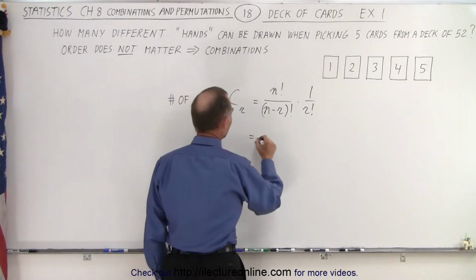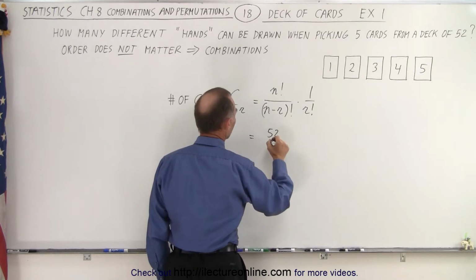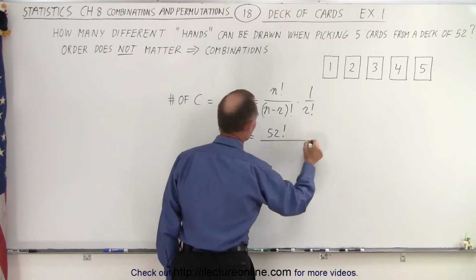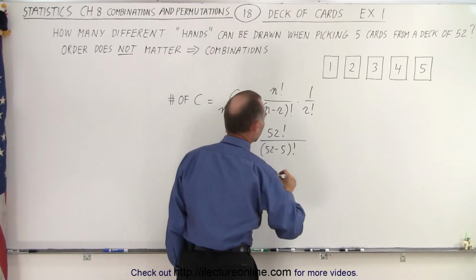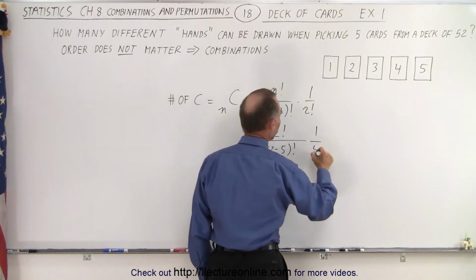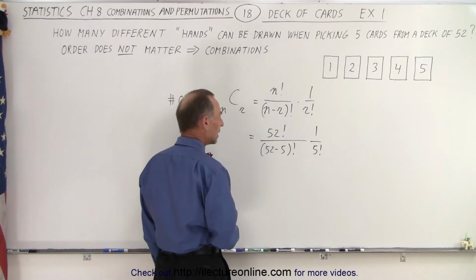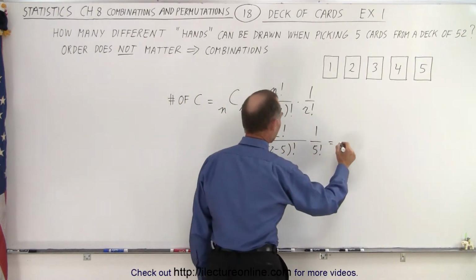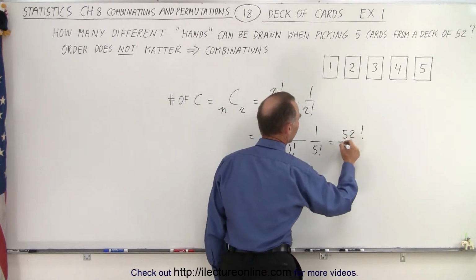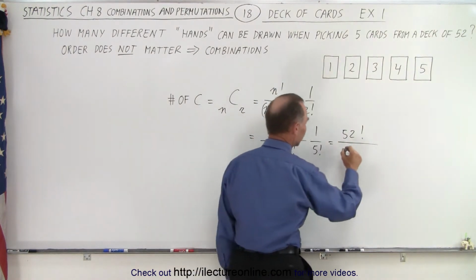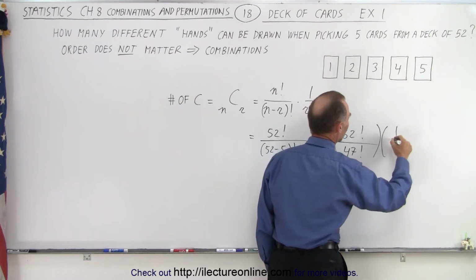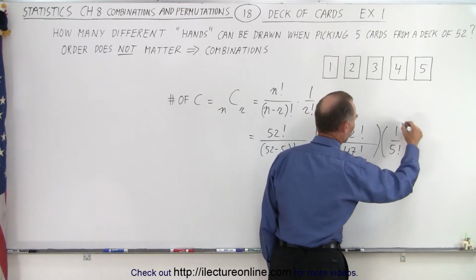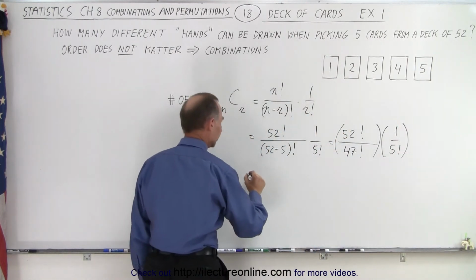So in this case, that's equal to 52 cards. And we take 52 factorial divided by 52 minus 5 factorial times 1 over 5 factorial. Okay, so that can be written as 52 factorial divided by 52 minus 5, which is 47 factorial, multiplied times 1 over 5 factorial. So what is that equal to?